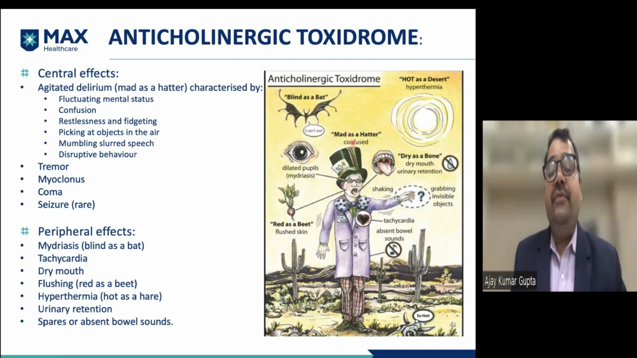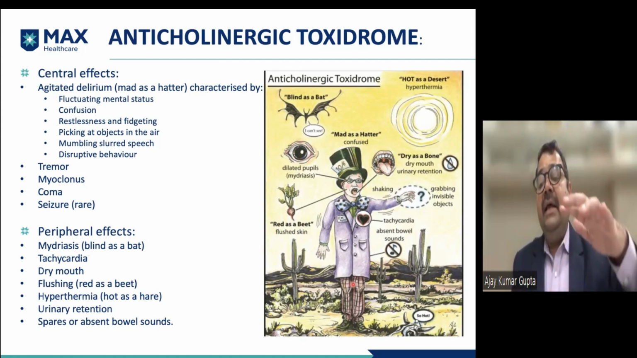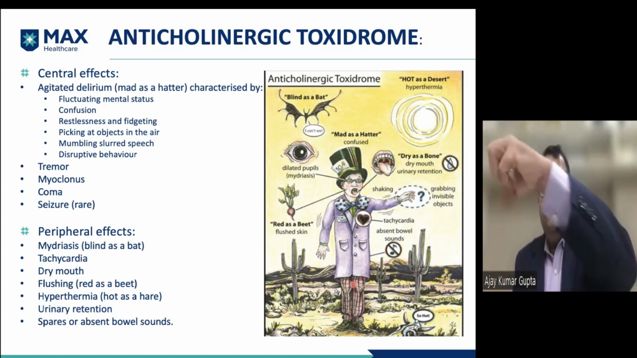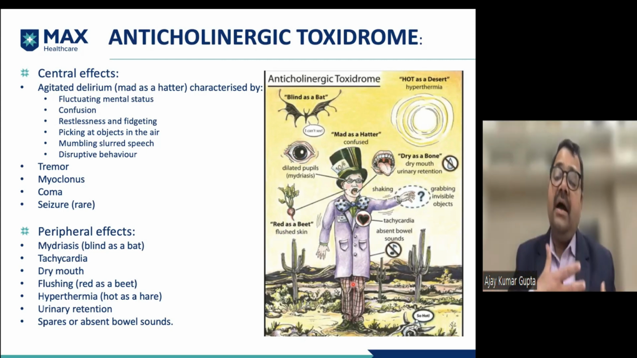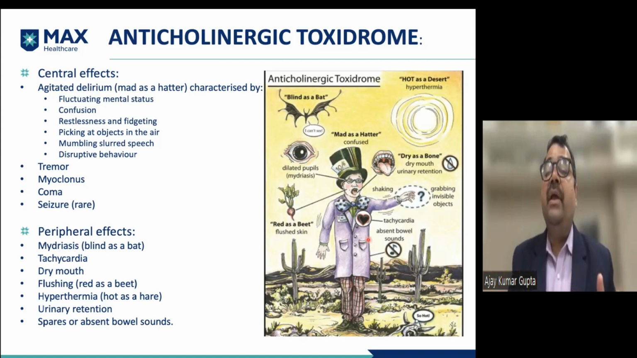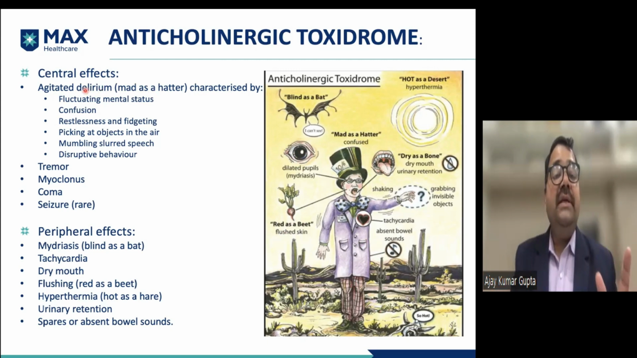So there is confusion, and then we see mydriasis because there is no miosis. Then the skin is flushed, so you see red as beet, meaning the skin over the face is red, and there are dilated pupils. Then you have a very dry mouth. There is urine retention. There is shaking of the hands, and the person seems to be grabbing invisible things. Then there is an increase in heartbeat, tachycardia. There are no bowel sounds, and the patient is hot as a desert. Hyperthermia is there.